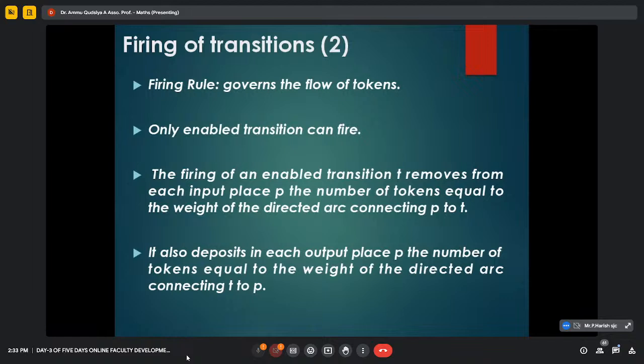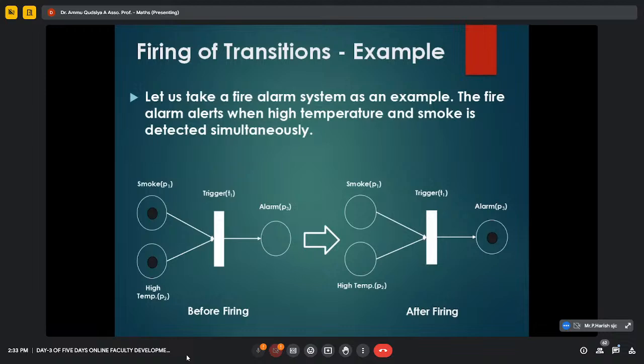So the firing rule governs the flow of tokens. Only an enabled transition can fire. The firing of an enabled transition T removes from each input place P the number of tokens equal to the weight of the directed arc connecting P to T. It also deposits in each output place P the number of tokens equal to the weight of the directed arc connecting T to P. Let me explain this concept.